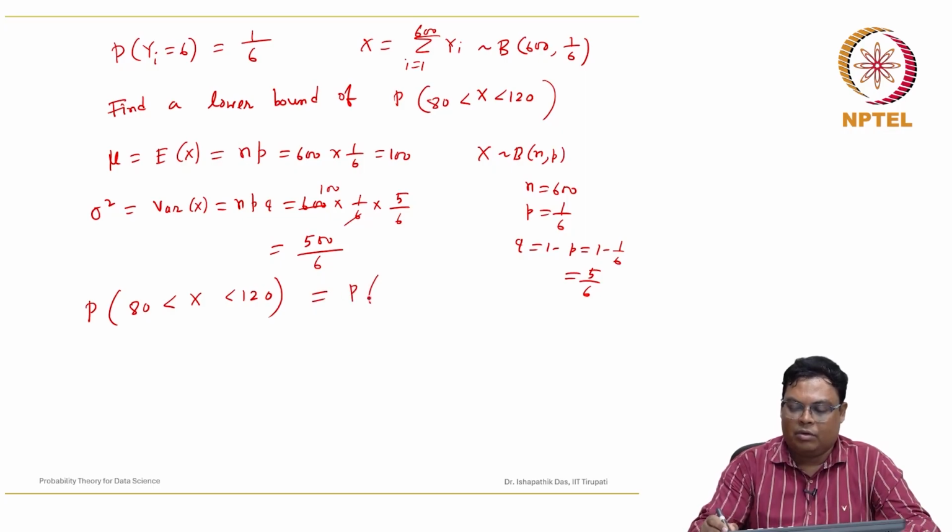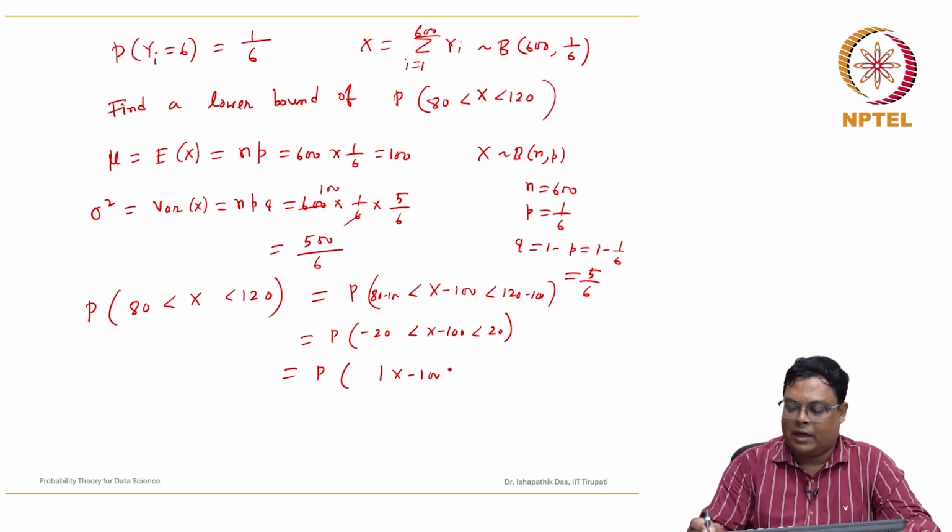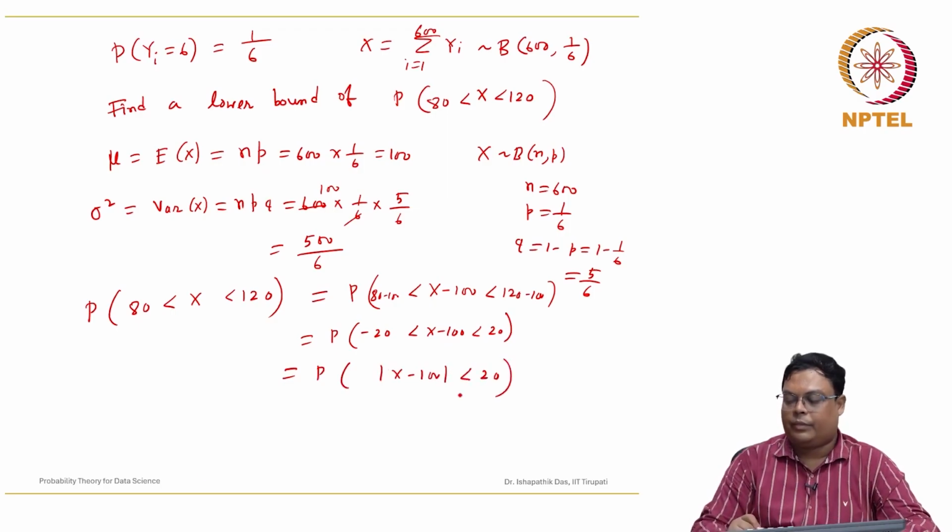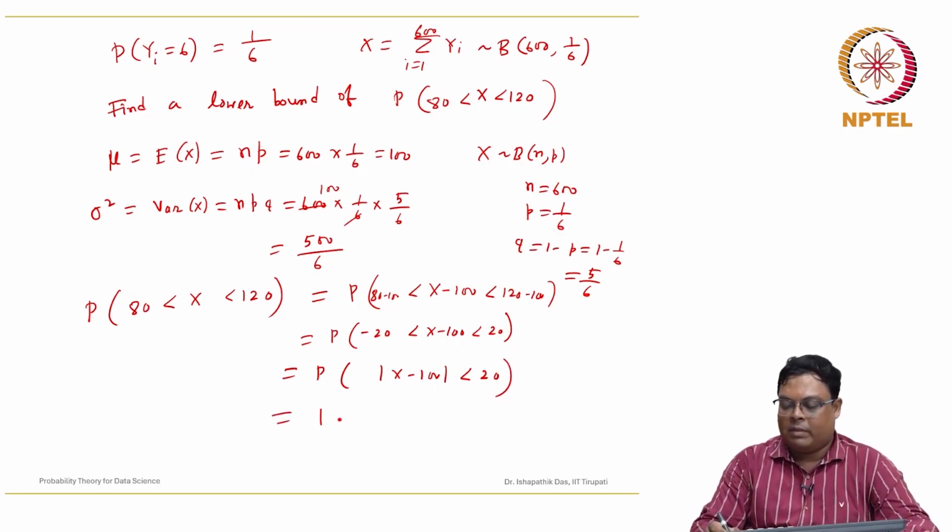So this is equal to the probability that, with mu being 100, if you subtract 100, x minus mu becomes 120 minus 100 and 80 minus 100. So this is the probability that minus 20 is less than x minus 100, which is less than 20. So basically the probability is that the absolute value of x minus 100 is less than 20. This is nothing but 1 minus the probability of the complement, that the absolute value of x minus 100 is greater than or equal to 20.